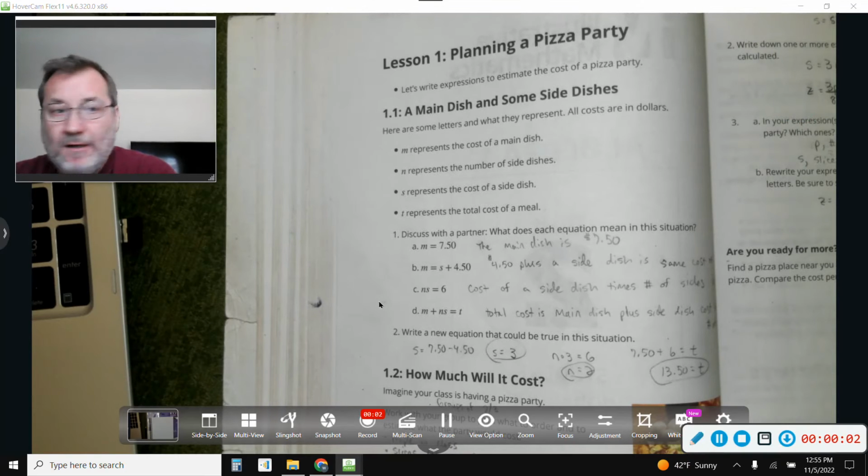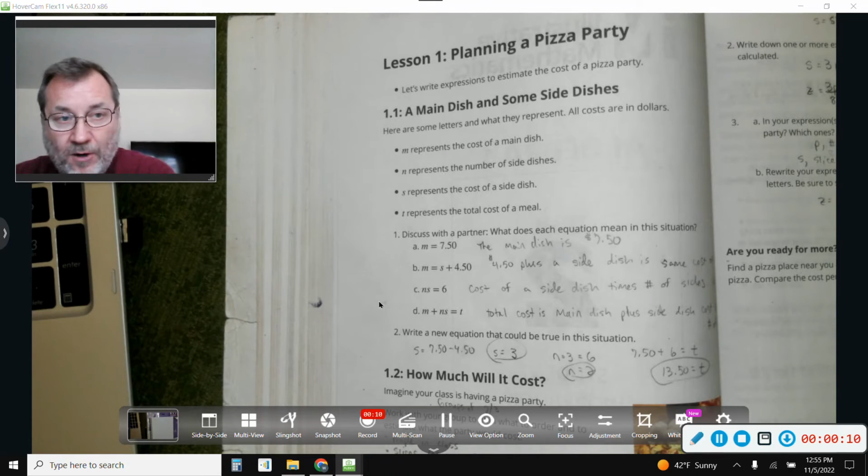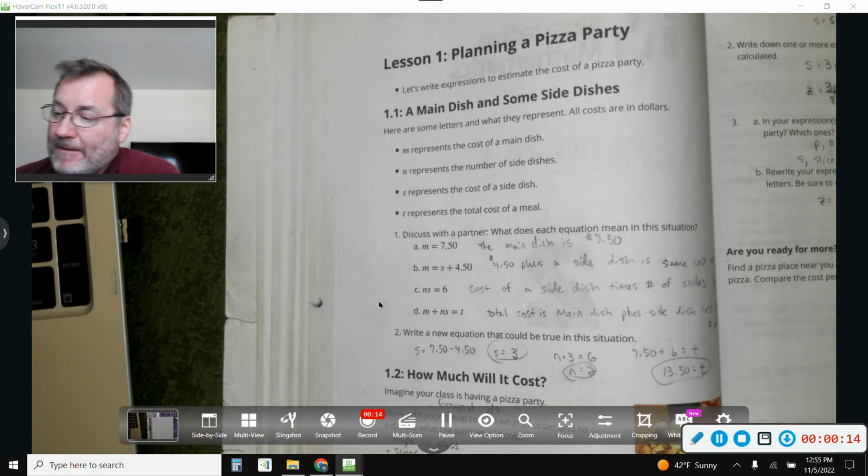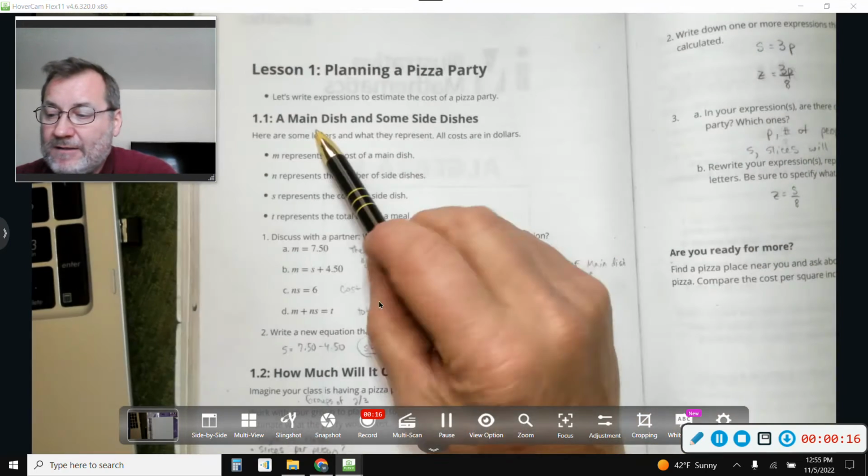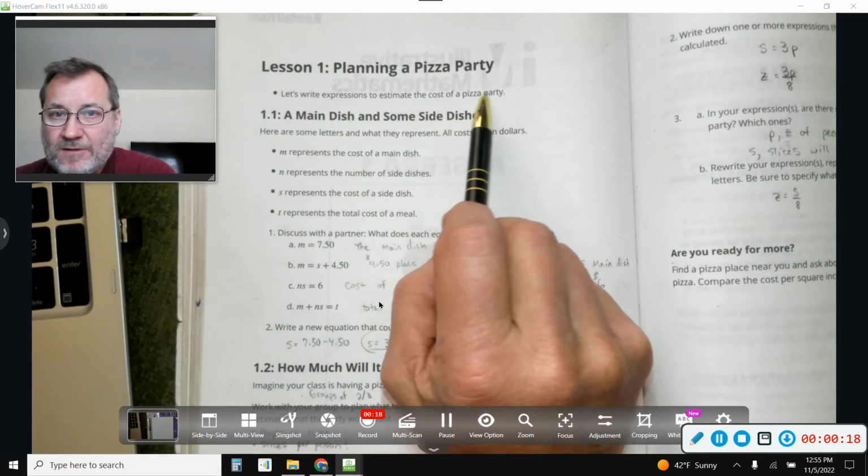Hello students, and we're going to be starting Unit 2 now. So we start out with Unit 2. This first one, Lesson 1, is called Planning for a Pizza Party. And so we'll just go ahead and dive right in on this one. What we start out here is to say, let's write expressions to estimate the cost of a pizza party.